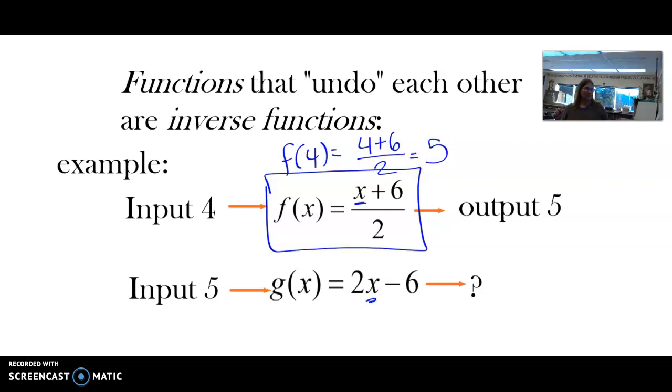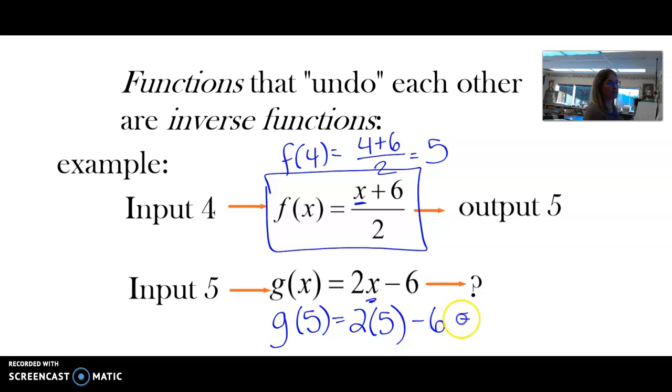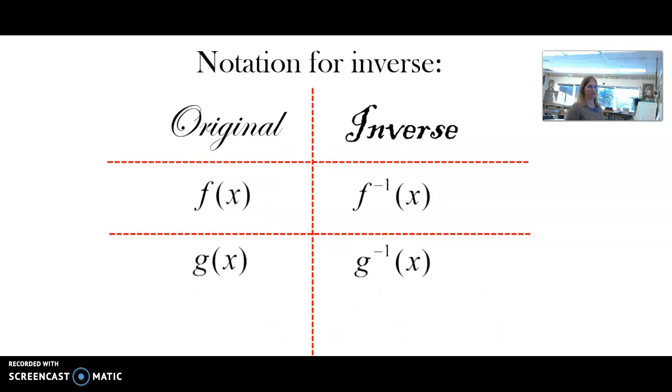The one below here, g of x, is the inverse of f of x. And if you find g of 5, I take that and I multiply by 5, and then I subtract 6, which is 10 minus 6. I get the input from up here becomes my output for the inverse. Okay, so first we're going to look at some notation for inverse, and then we'll look at how to find the inverse of a function.